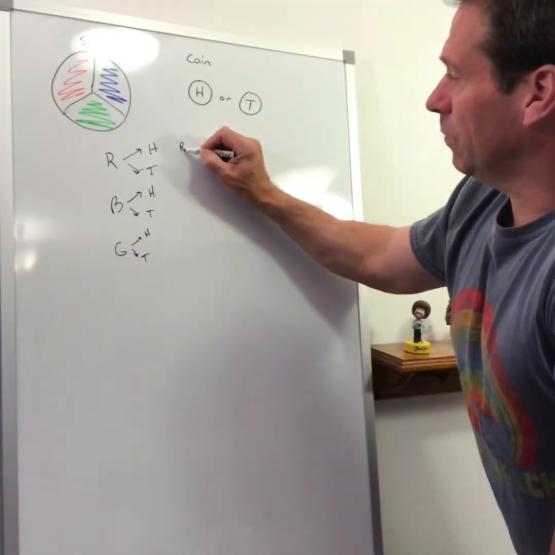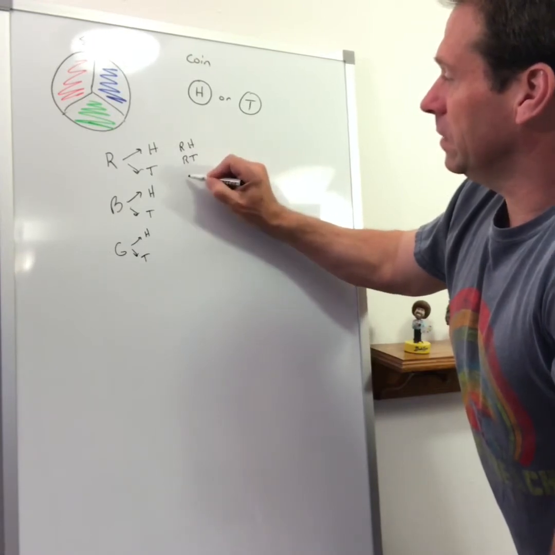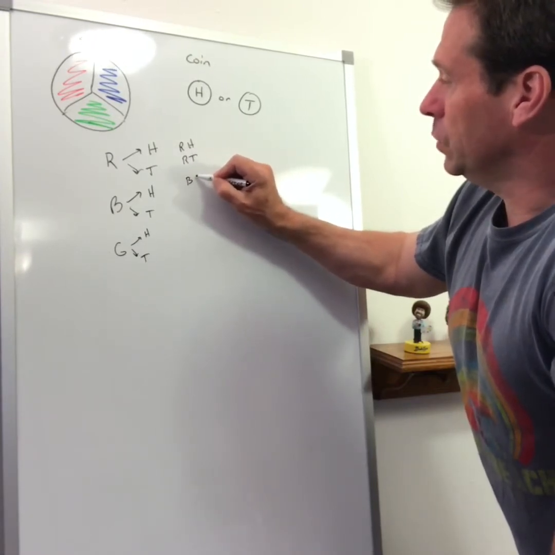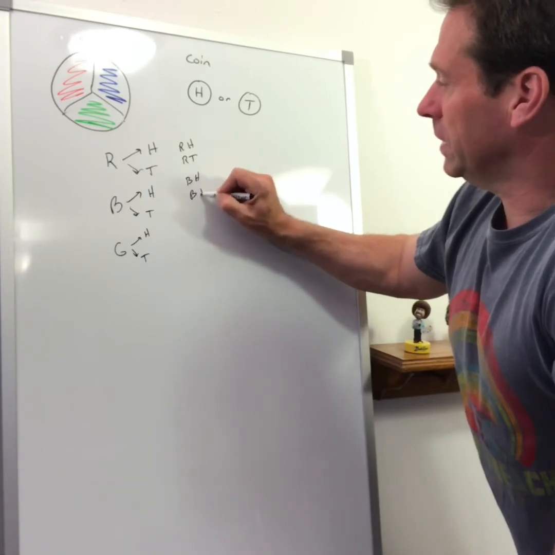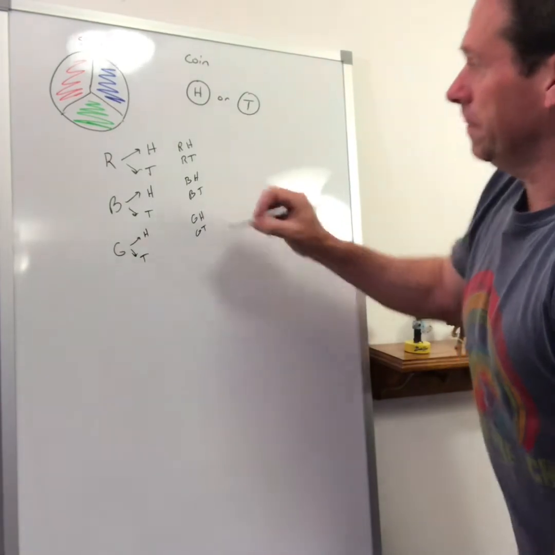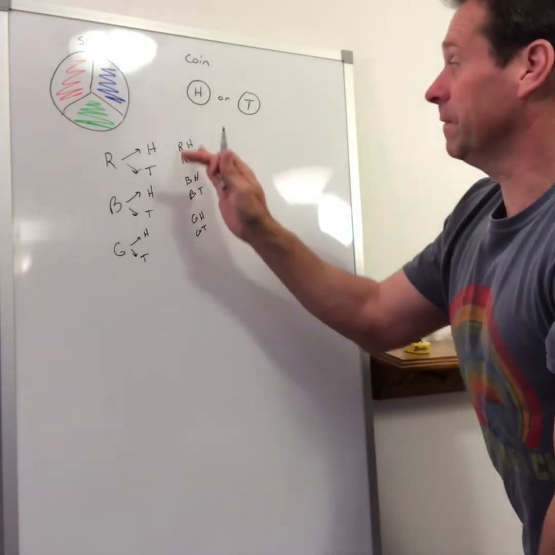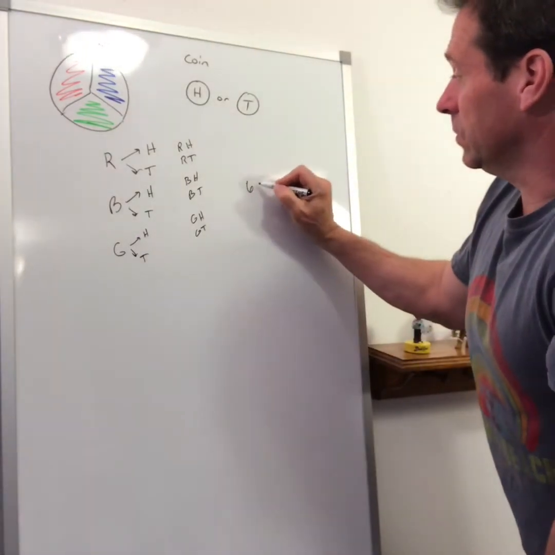I could have a red and a head, a red and a tail, a blue and a head, and a blue and a tail, and then a green and a head, and a green and a tail. How many total possible outcomes do I have? 1, 2, 3, 4, 5, 6. I have 6. So 6 outcomes.